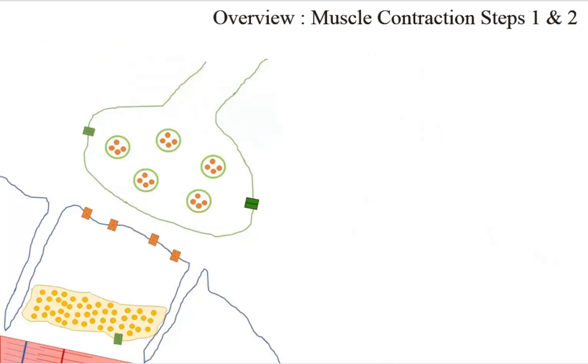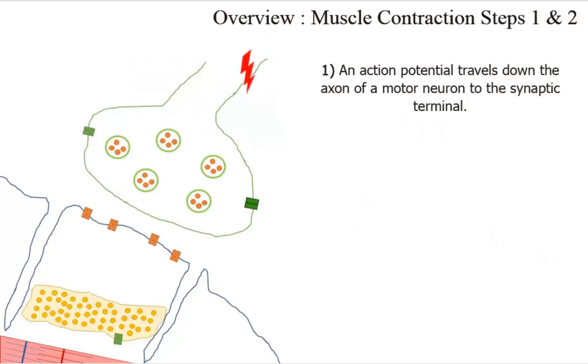Now we will go through the 12 steps of muscle contraction, starting with step 1. An action potential travels down the axon of a motor neuron to arrive at the synaptic terminal. We will cover exactly what makes an action potential work in the next PhysioEx in the neuro section of lab.